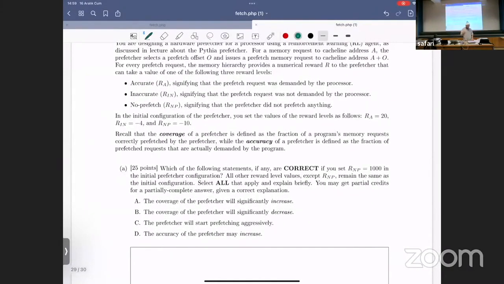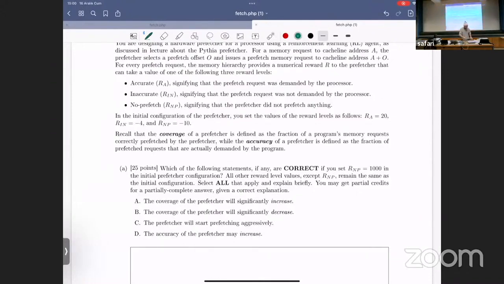Recall that the coverage of a prefetcher is defined as the fraction of a program's memory requests correctly prefetched by the prefetcher. So coverage means that we have a bunch of memory requests, and the prefetcher issues many requests, and we were able to cover a large part of the working set size of the application.